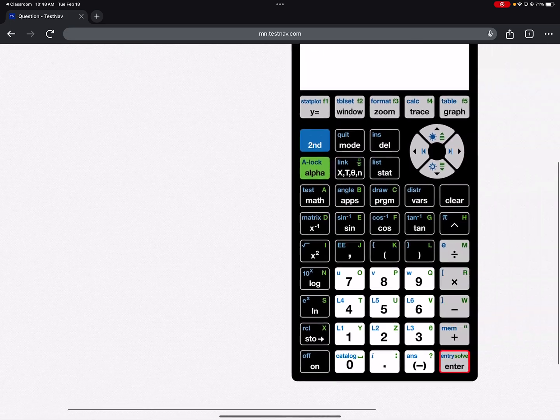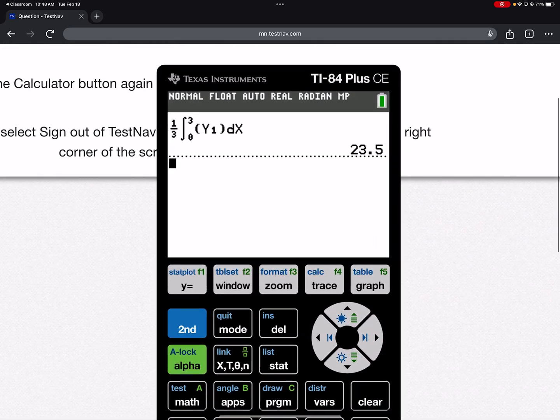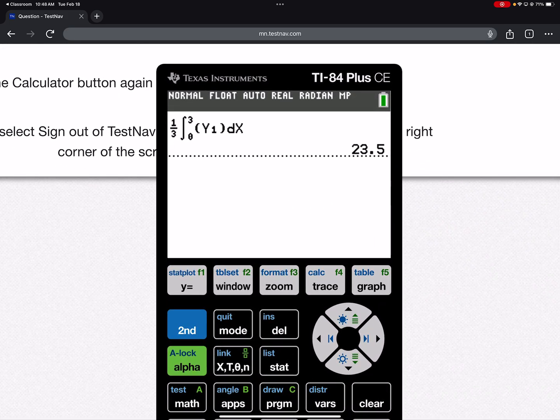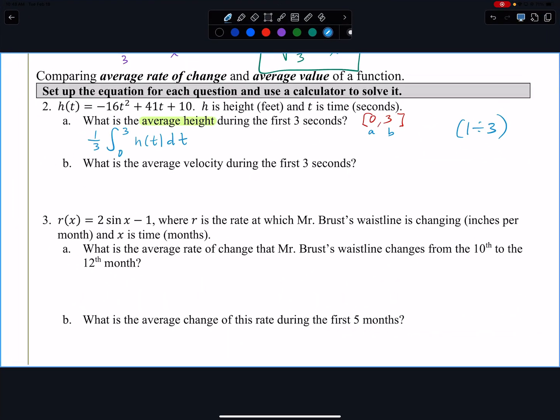Questions? Don't be shy, guys. Questions on how to set this up? Remember, the AP test, you're timed. Because we're going to use that equation for multiple parts, instead of typing all that out, if we just tell our calculator what that function is, then we can retrieve it really fast. Okay? So 23.5.